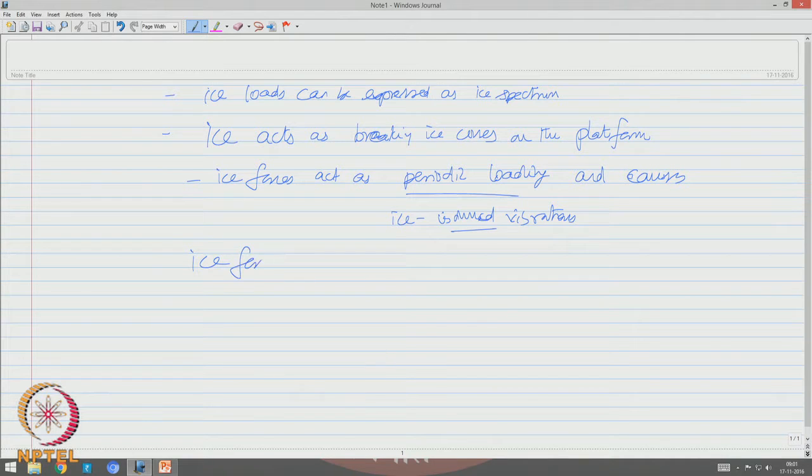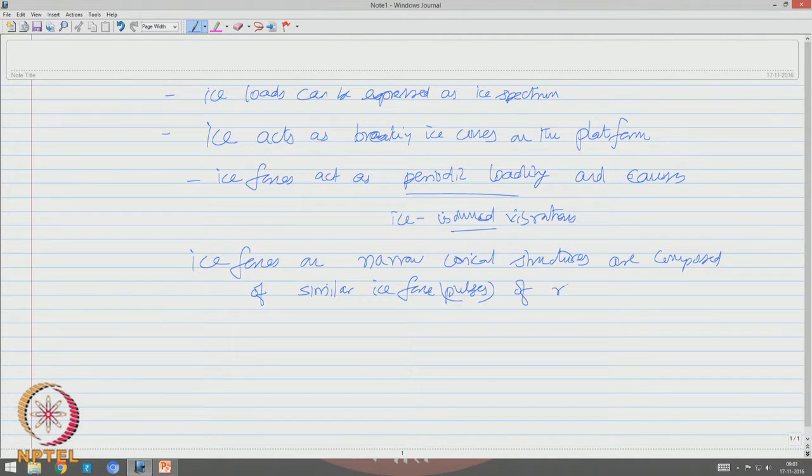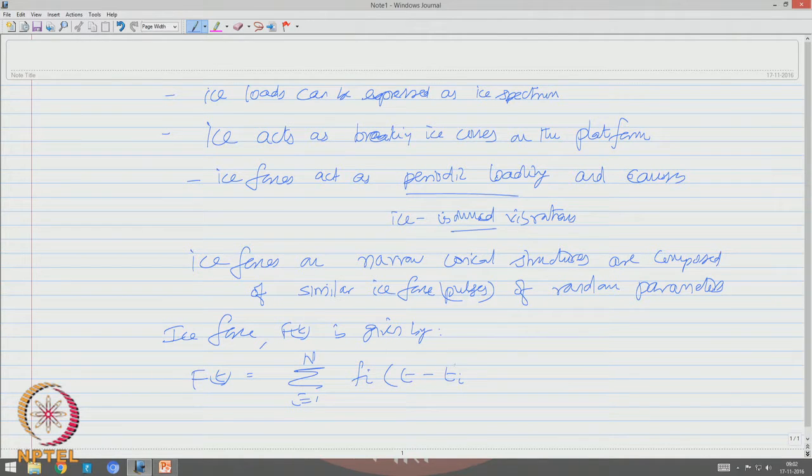Ice forces on narrow conical structures are actually composed of similar ice forces, or I should say ice force pulses, of varying random parameters. Therefore, ice force which is expressed as f of t is given by f of t equal to summation of various pulses f i of t minus t i.